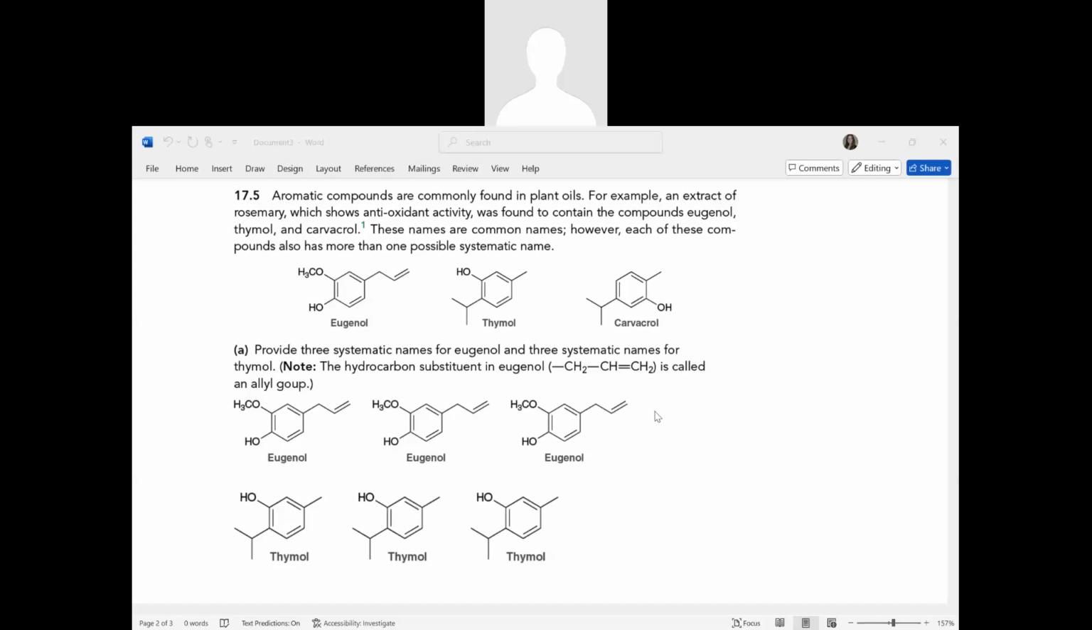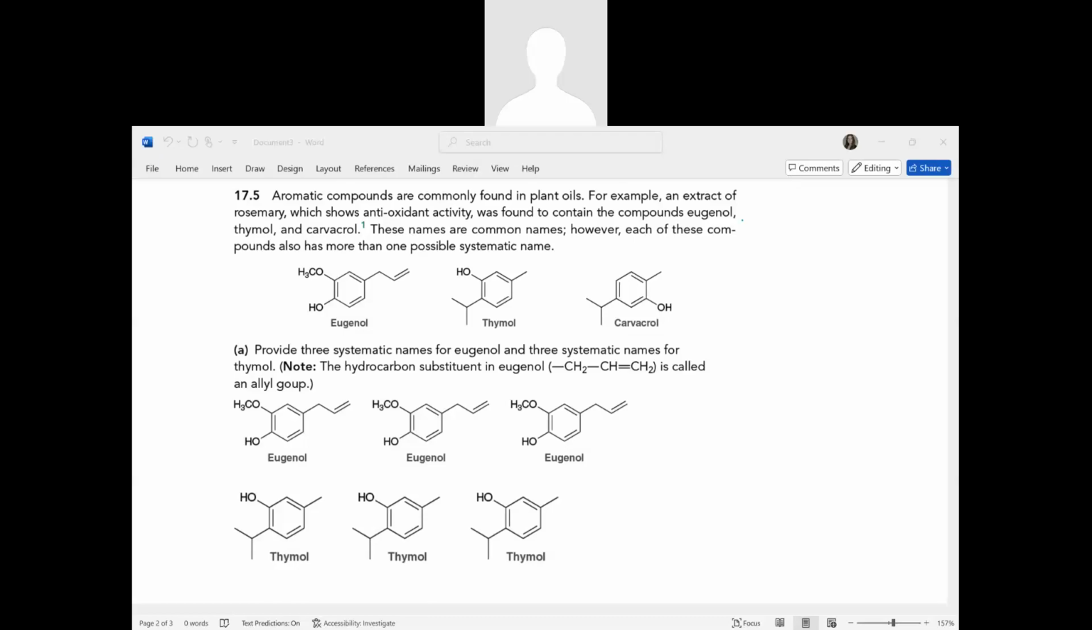Meeting is being recorded. For problem 5 in chapter 17, we're given 3 structures here and their names below. And we're told that aromatic compounds are commonly found in plant oils. So these are some of those common compounds that can be found in plant oils.